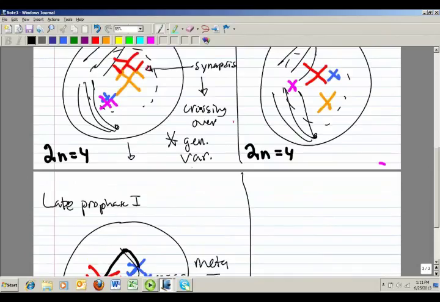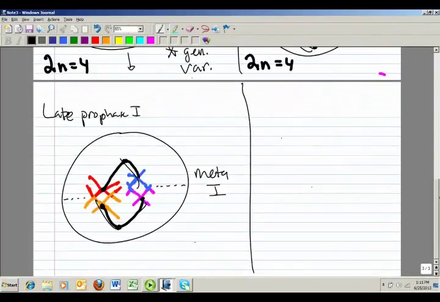And the crossing over, you'll want to know it's the non-sister chromatids of the homologs. Let me say that. It's the non-sister chromatids of the homologs, or the homologous pair.